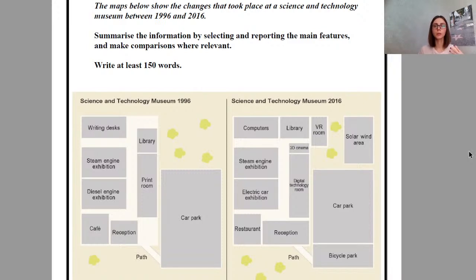Think how you're going to organize your answer, and you can type in the comments to the video. Type your introduction where you paraphrase this prompt sentence here, and type your conclusion. So what key changes happened and how they affected the Science and Technology Museum in general. So why these changes were made actually.